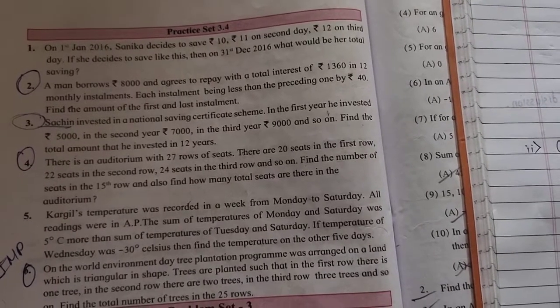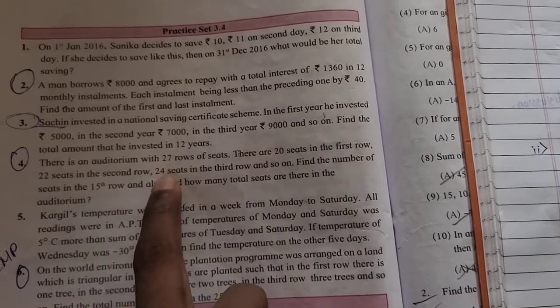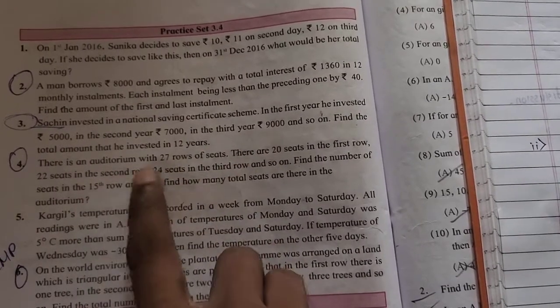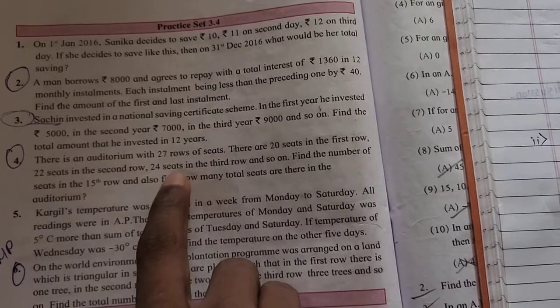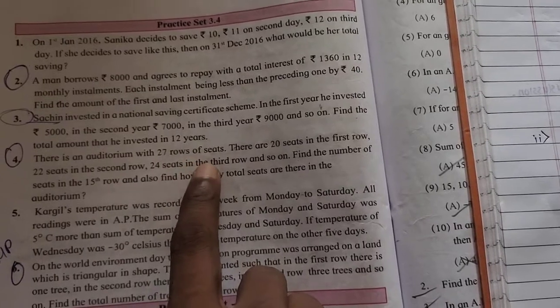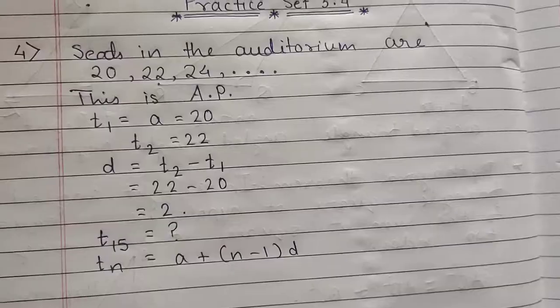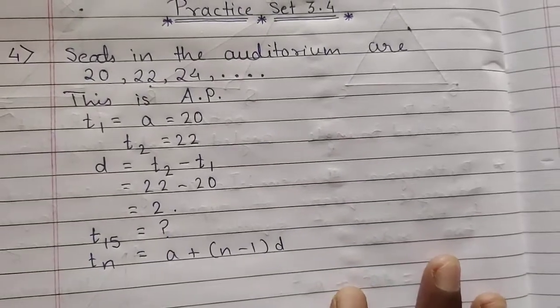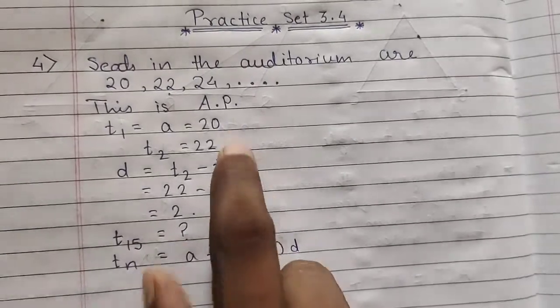Okay, so first thing is what? 20, 22, 24 forms an AP because the difference is 2. 20 plus 2 is 22, 22 plus 2 is 24, and this pattern continues. So this is an AP with a difference of 2. Okay, so let us see the solution first.